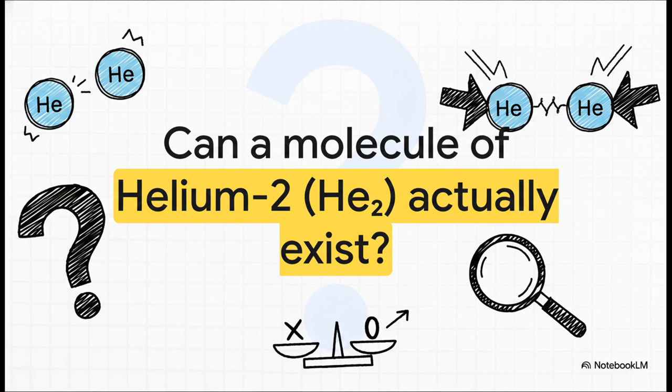So let's end with a quick thought experiment. We all know helium is a noble gas, right? It doesn't like to make bonds. But could you, in theory, smash 2 helium atoms together and make a diatomic He2 molecule? Let's use our new tool, bond order, to find out.